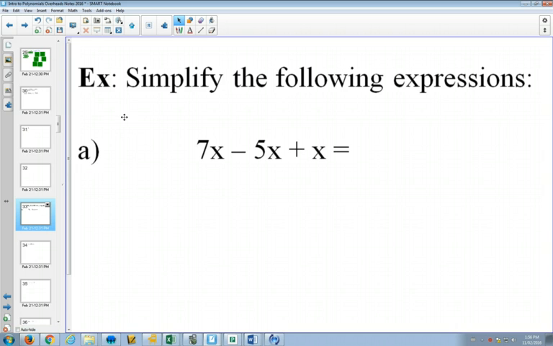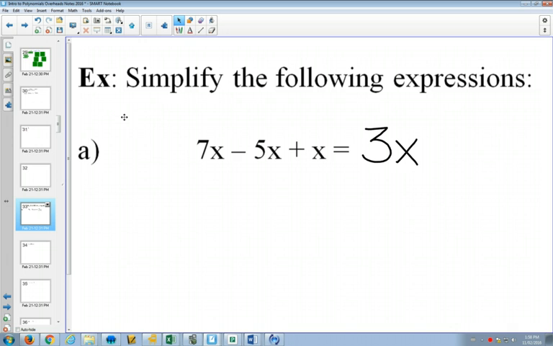Here's our next one. So these are all like terms. If you drew it out with algebra tiles, you could have 7 solid ones, then 5 clear ones, and then another 1 solid one, and you'd be left with 3x.